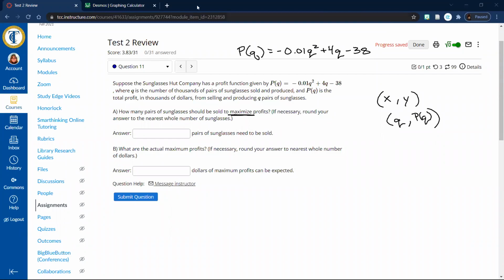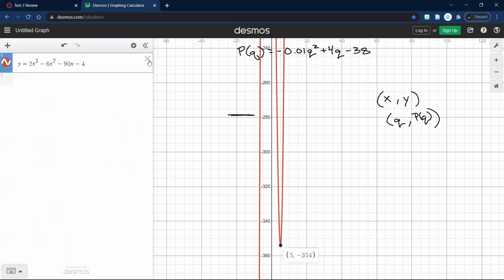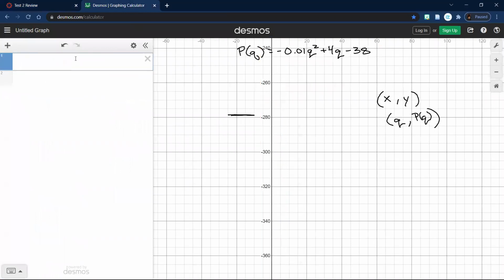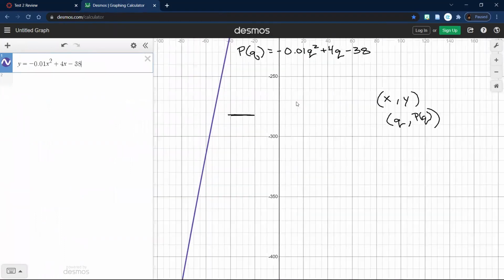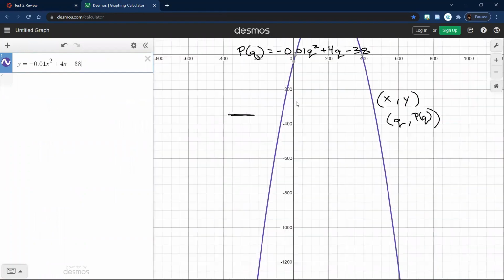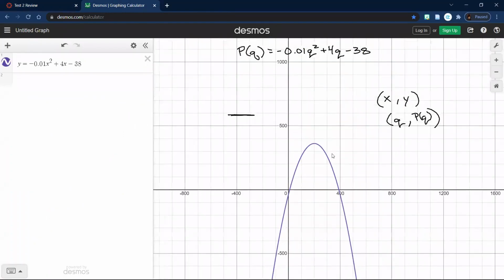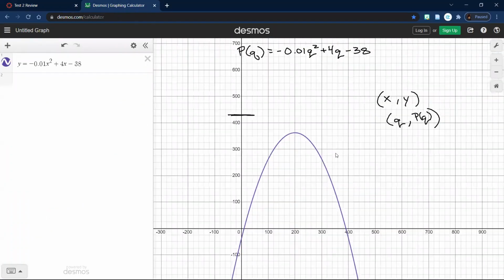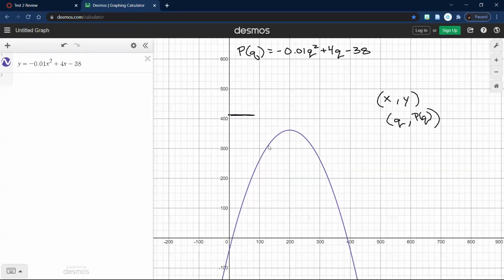So what I'm going to do is pop this equation into Desmos so we can take a look at it. 0.01 x squared plus 4x minus 38. I'm going to have to zoom out. Okay. So this is our quadratic function.